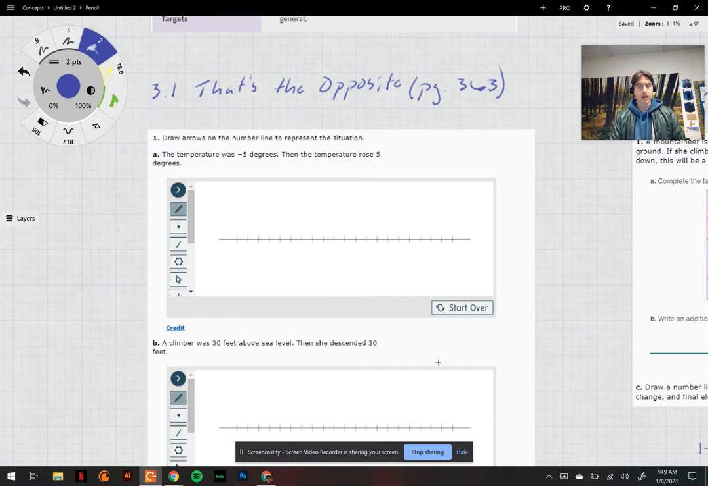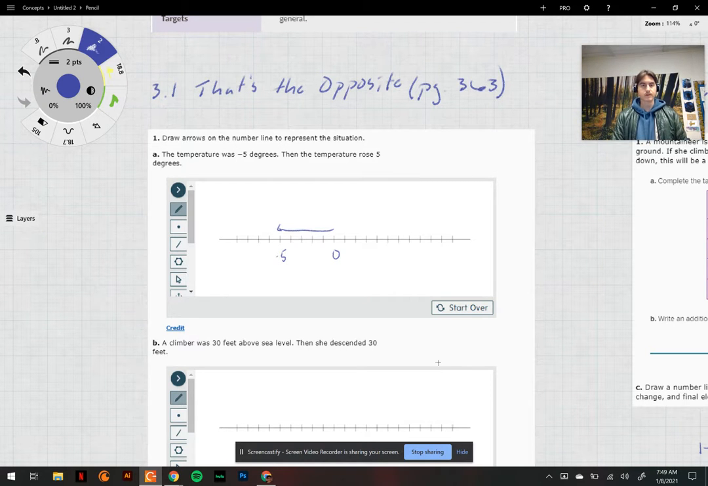Okay, part A, the temperature was -5 degrees, then the temperature rose 5 degrees. So we're starting at -5 degrees, and then it rose 5 degrees, so it's a positive change. So what I need to do is I need to draw my 0. That's where I started. I always start from 0, and I'm drawing an arrow to my first number. So there's -5. There's my starting point. I'm going to the left because I'm starting negative.